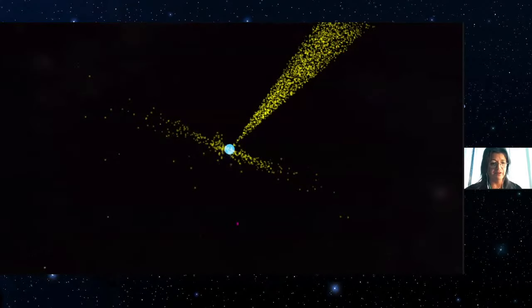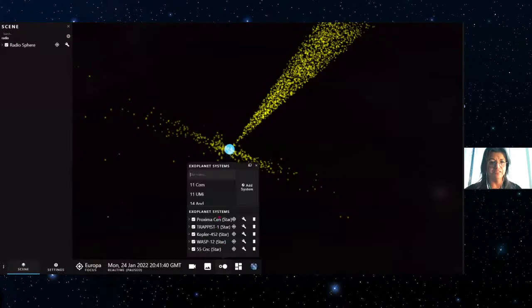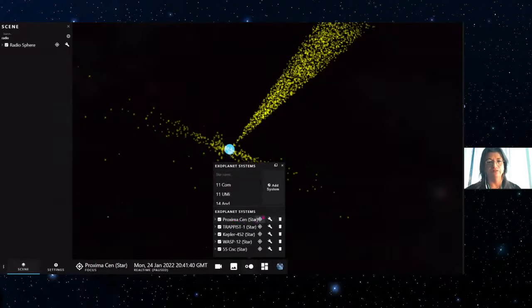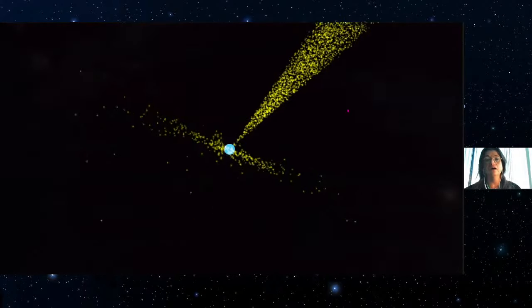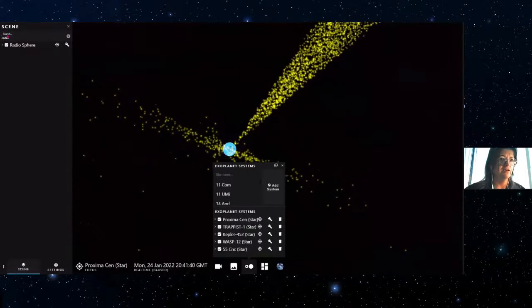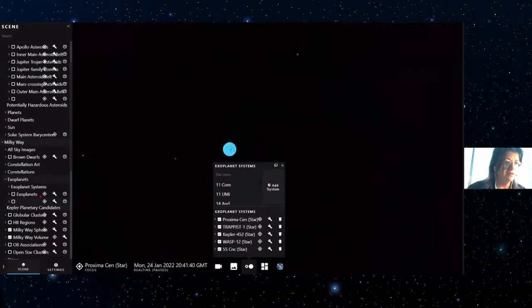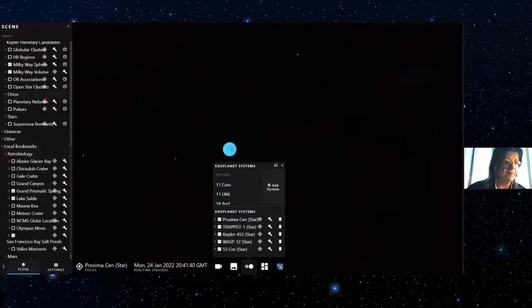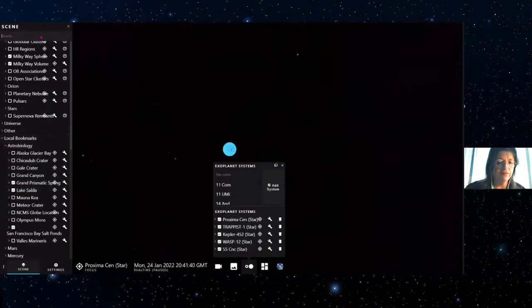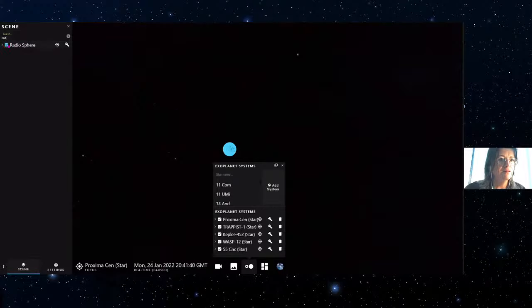So let's quickly, I was going to end with some of these exoplanets. And the first one I'm going to go to, I first have to turn off the exoplanet data sets, it doesn't like it when I have them on. And I'm going to turn off the radiosphere real quick if I can find that. Okay. So let's zoom to Proxima Centauri.